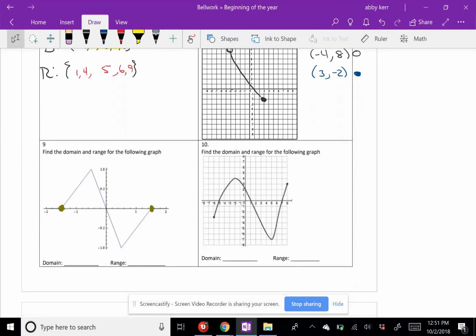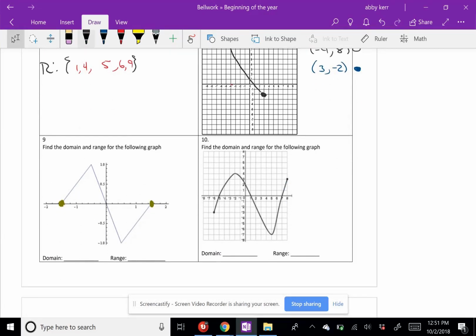All right. Number 9. Once again, you want to try your hardest to color code. The color pencils are still on the desk for you. Domain is your left to right. Your range is down to up. So how far left are you going? How far right are you going? How far down are you going? How far up? So please shade.